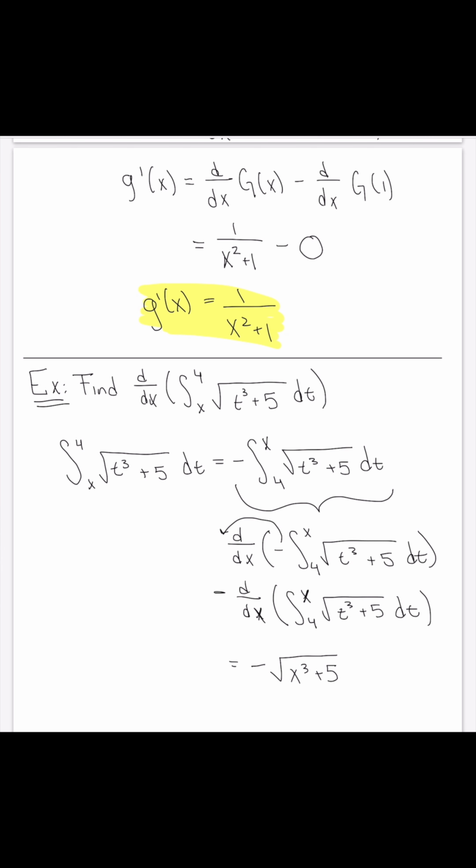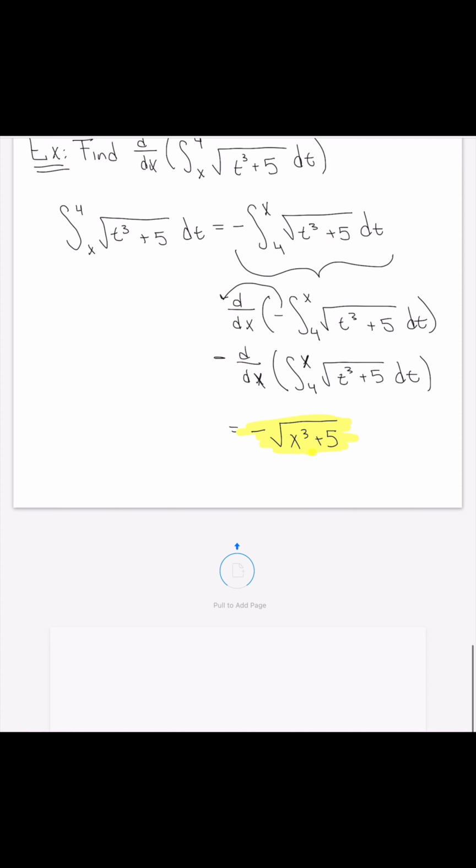So hopefully that makes sense. The key thing again with everything is don't overthink it. Use the theorem and apply it, but make sure that you pay attention to details like the bounds being flipped. Okay.